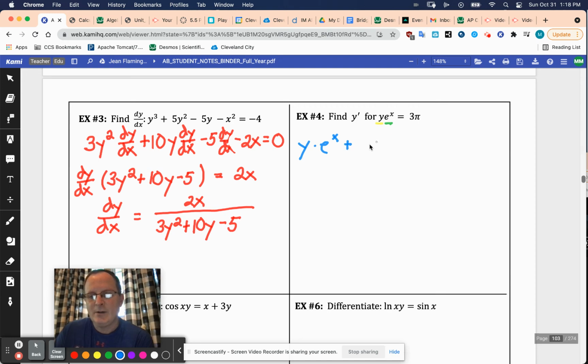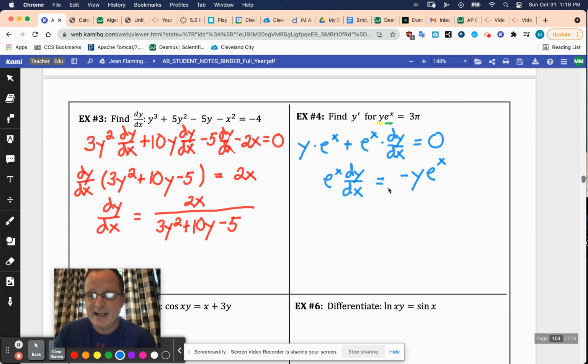Plus the second, which is e to the x again, and then the derivative of the first. But the first is simply y. So the derivative of y with respect to x will be dy dx. And then the right-hand side is a constant. That's not a variable, a constant. So the derivative of 3 pi with respect to any variable is 0. All right, and then get everything that doesn't have a dy dx over to the right-hand side. So I have an e to the x dy dx equals negative y e to the x because I am subtracting that from both sides.